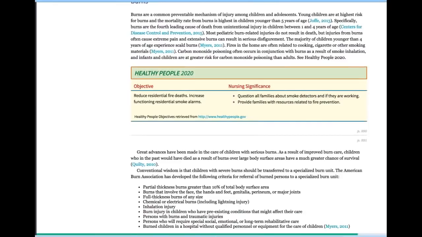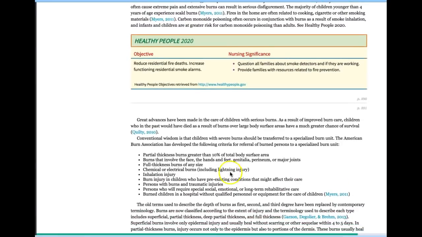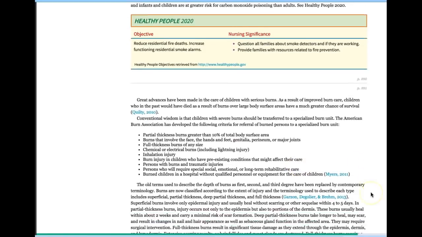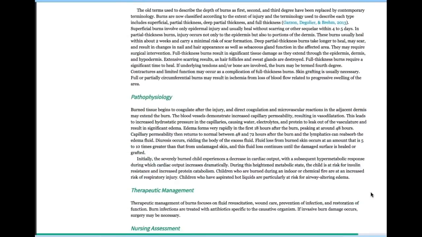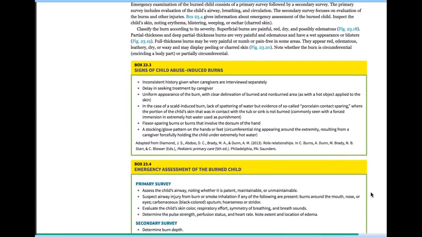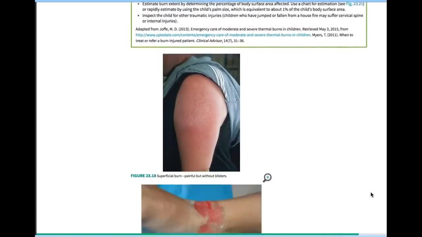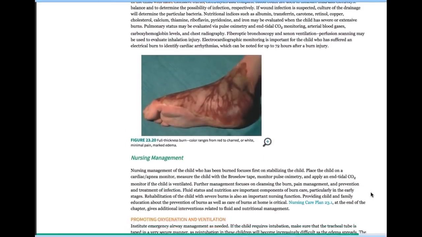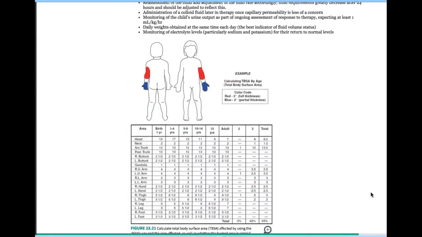Okay, and then here's the information on burns. This is when we're going to transfer them out to a burn unit. We talked about that. One chart I want to show you is, well, it may have been pretty far down here, this one.